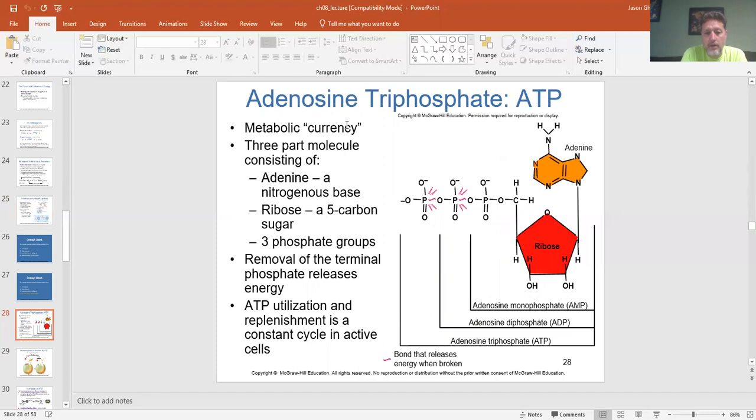ATP, again, is the currency. All life uses it. It has three parts: you've got your adenine, your sugar, and your phosphates. These are high energy bonds. Usually we just talk about the third one being broken off, but we can break off the second one. Based on the number of phosphates, they have different names: triphosphate, diphosphate, monophosphate.